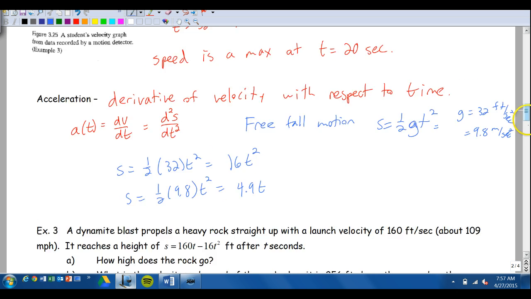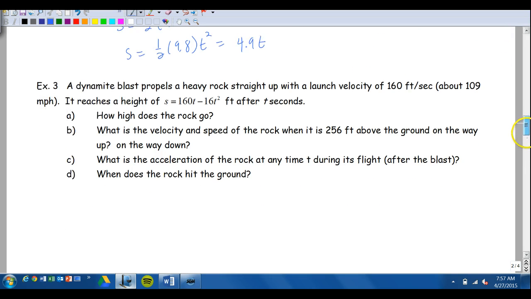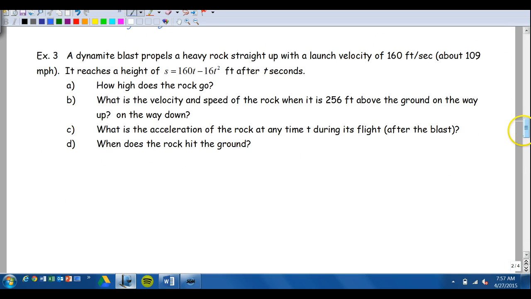Alright, let's look at this equation. A dynamite blast propels a heavy rocket straight up with a launch velocity of 160 feet per second. It reaches a height after t seconds following this equation. Okay? How high does the rock go?